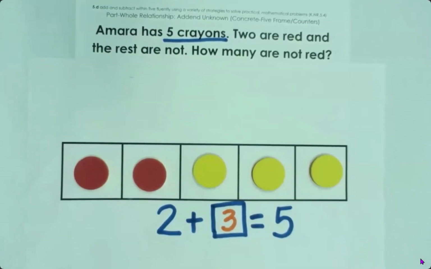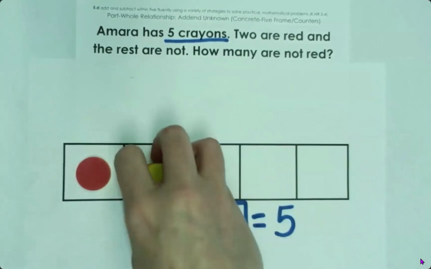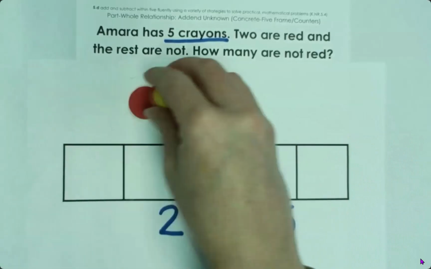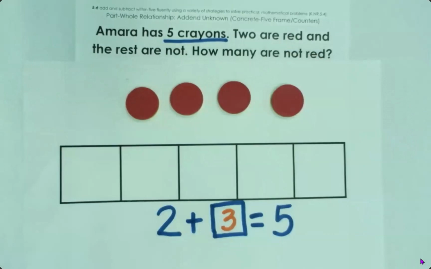You can continue to model this using other numbers within 5. I may tell students that Amara has 4 crayons. Okay, I may change it to 4.